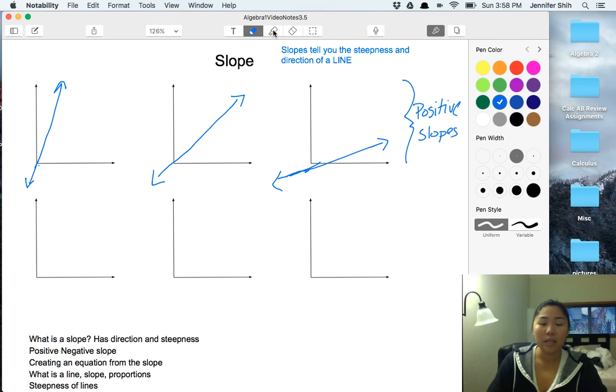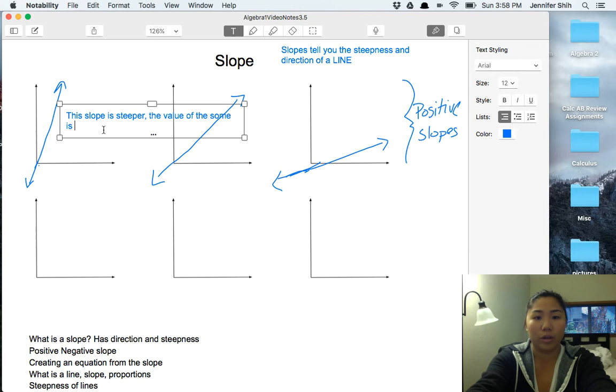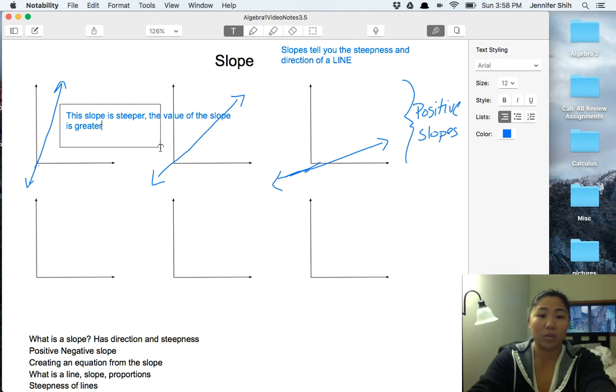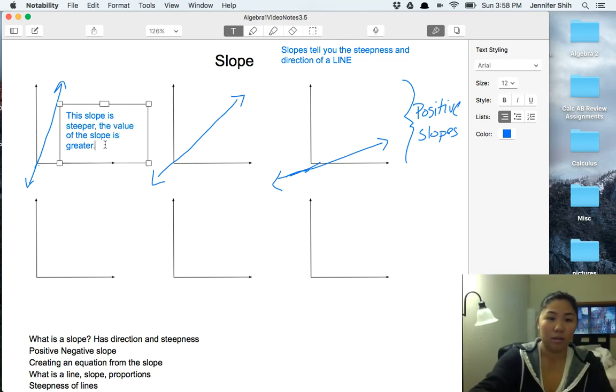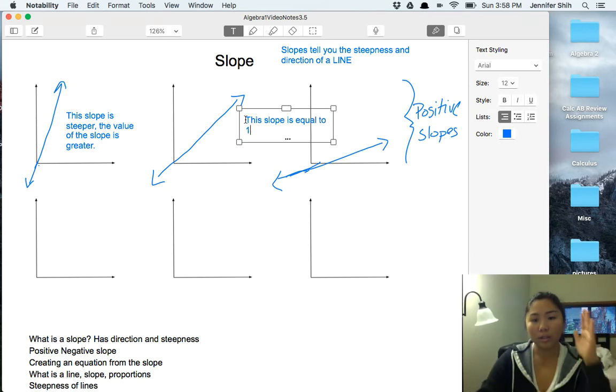So this will have a greater slope. This slope is steeper, also known as the value of the slope is greater. And it's also positive. This slope is equal to 1. 1 is like a very neutral slope. If it cuts exactly between the axes, it's going to have a slope equal to 1. So usually that's pretty neutral.